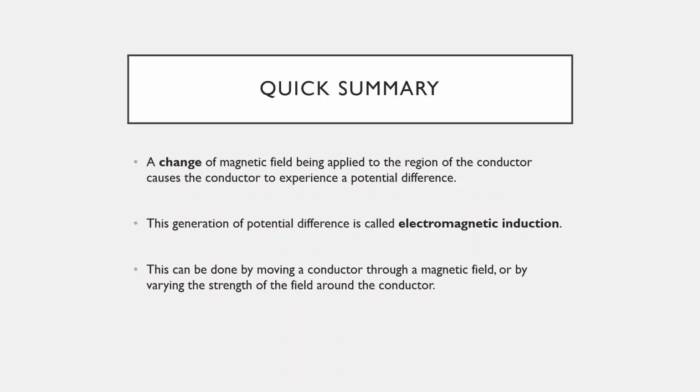This generation principle is called electromagnetic induction, the idea that changing the magnetic field strength around a conductor induces an EMF. What you can do is move a conductor through a magnetic field, such as we saw in the last slide, or you can vary the strength of the field around the conductor while leaving the conductor stationary. So long as the field is changing around the region of the conductor in some way, you will get an EMF.